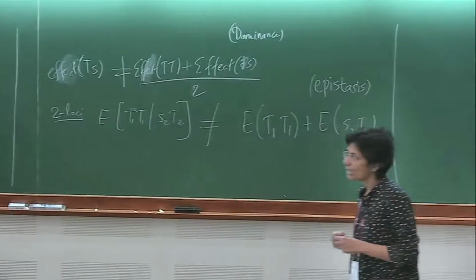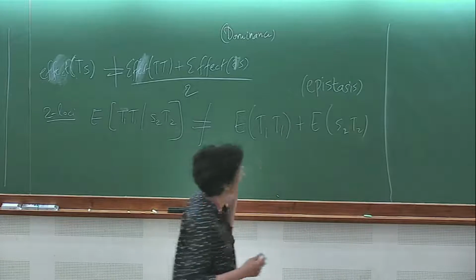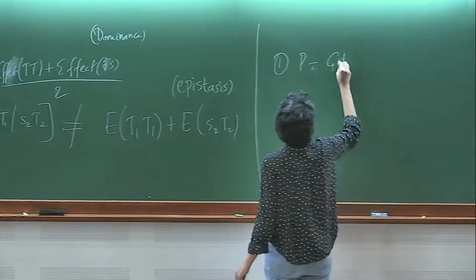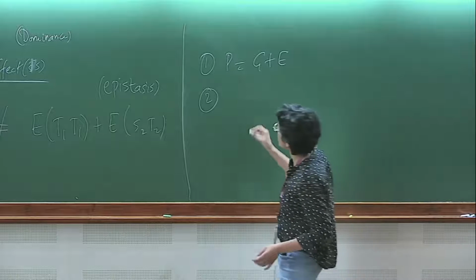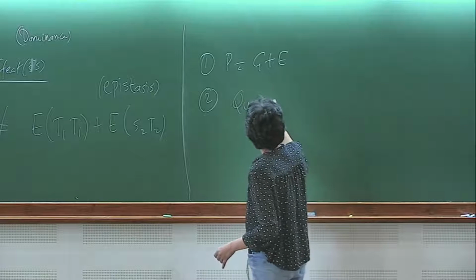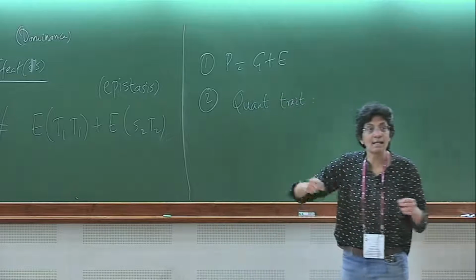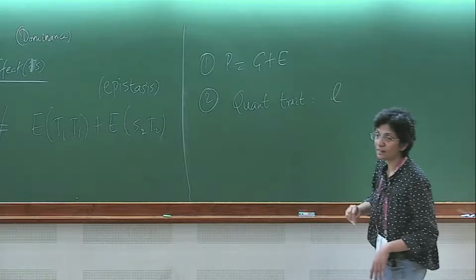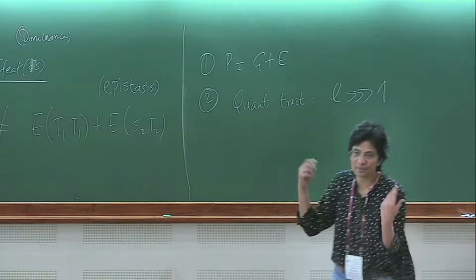Now, I want to ask a very simple question which will be based on two things I will use. One is P equal to G plus E, and the fact that we have a quantitative or polygenic trait. What does it mean? It's controlled by a very large number of loci. So let's say the number of loci is L, which is very, very large. Lots and lots of them.